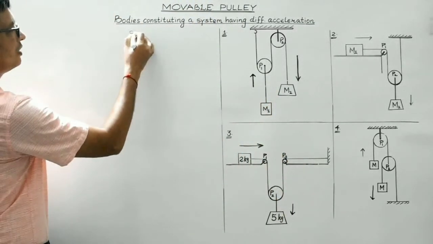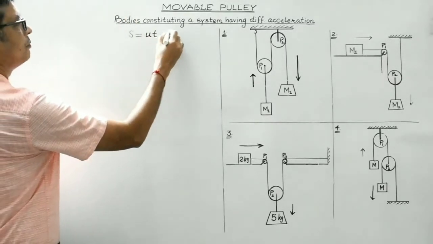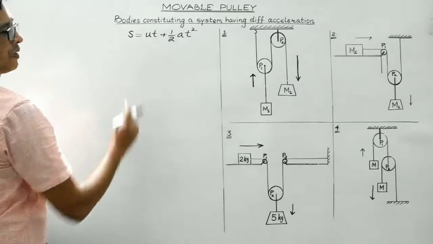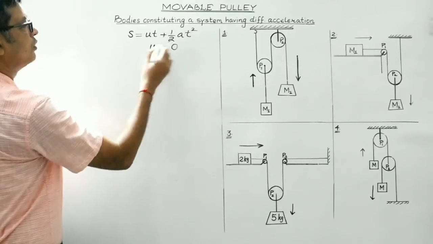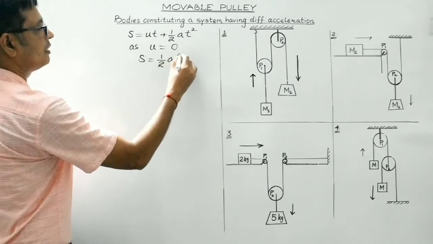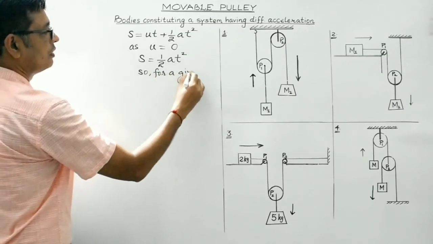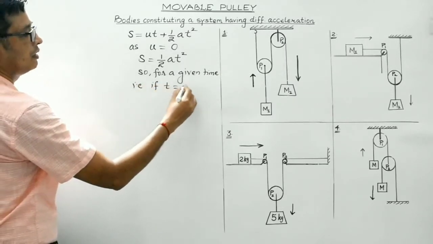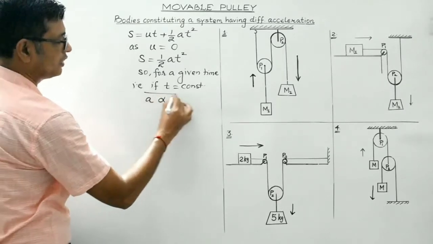One more thing, students. From the second equation of motion, we are aware S is equal to ut plus half at square. Isn't it? We are aware of it. Now, if the bodies are considered to be initially at rest, then u would be equal to 0. Then S is equal to half at square. So, for a given time, that is, if t is constant, then acceleration would be directly proportional to displacement.